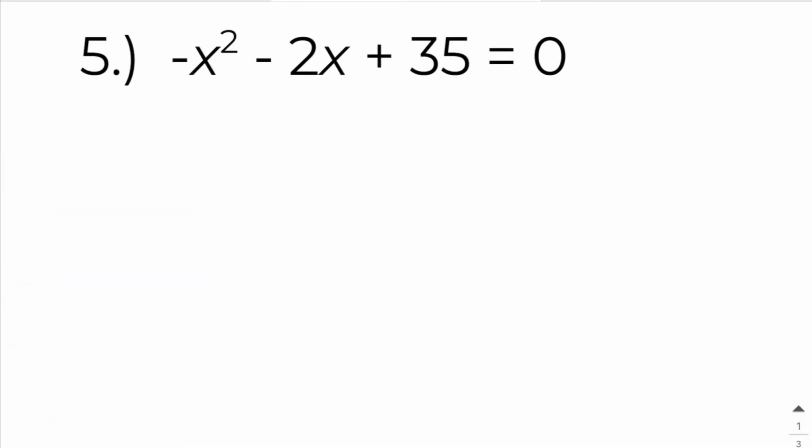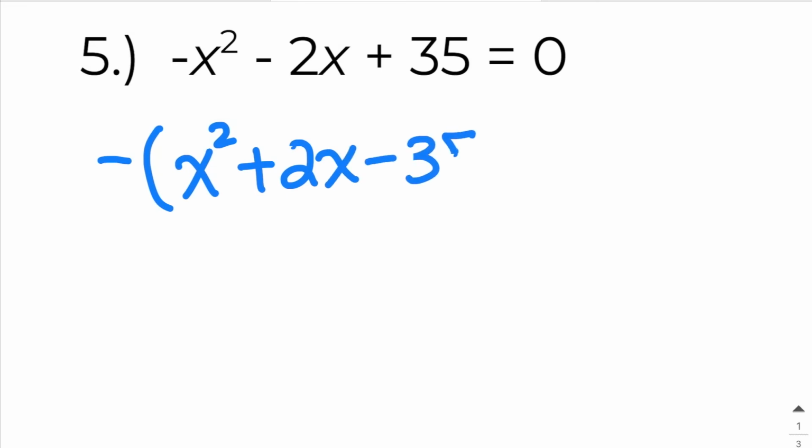In number 5, the first thing I ask myself is, is there a GCF? And although there's nothing really in common with these three terms, I want to factor out this negative because I just don't like it. So when I factor out that negative, I get x squared plus 2x minus 35, because I just changed the signs for all three of these terms right here. Dividing by a negative changes those signs.